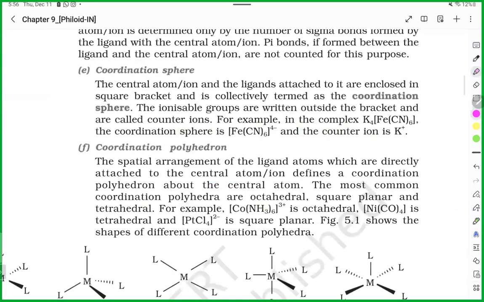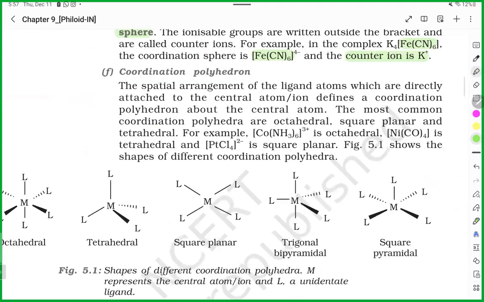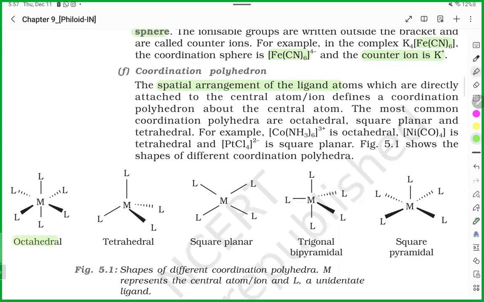What is the coordination sphere? Same as the coordination entity: the central metal plus ligands together. See, this is the coordination sphere. Outer is the counter ion. Coordination polyhedron is the arrangement of the ligands around the central metal atom. Here the arrangement is octahedral because of 6. For 4, tetrahedral, or in different ways, square planar like this. These all are polyhedra, meaning arrangement, 3D arrangement.